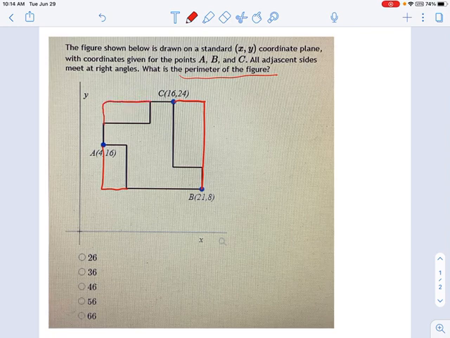pretend for a moment that we just have this square. What is the length of this side right here? Well, we're going from a y value of 8 up to a y value of 24. And that's a distance of 16. Is it 16? 16, yes. That's a distance of 16 right there.